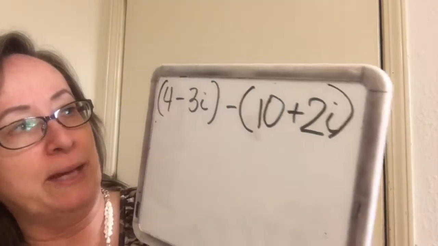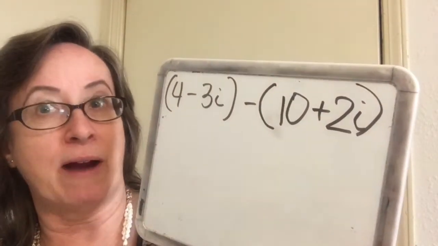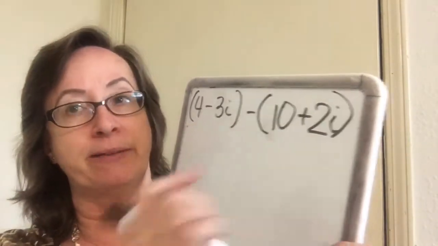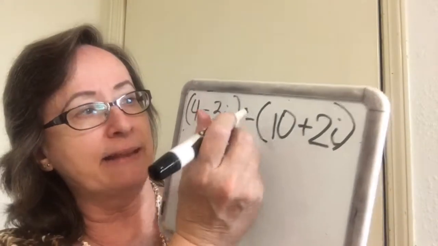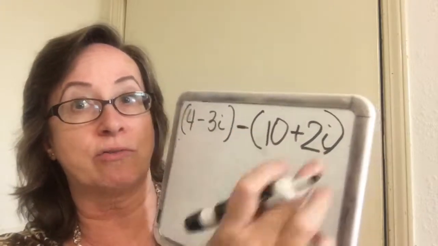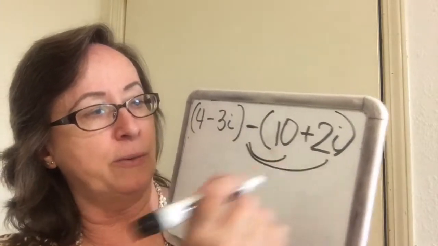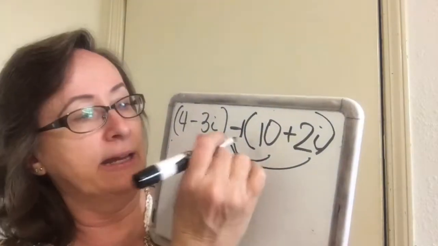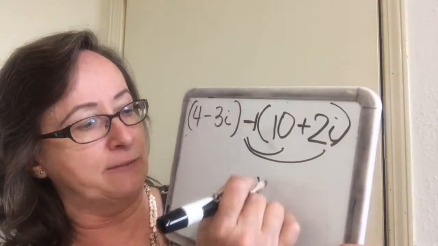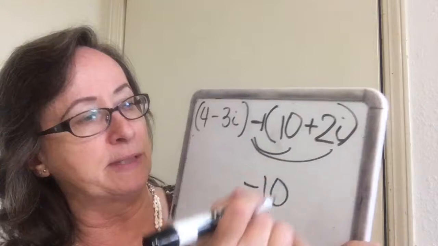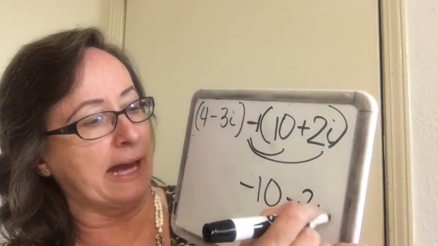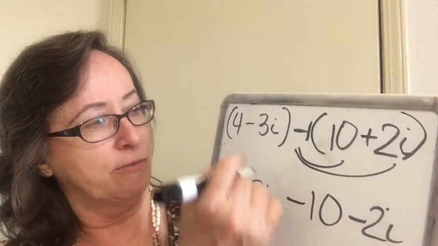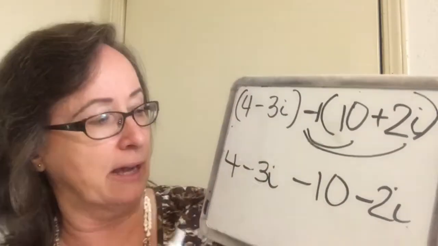So now we have subtraction. All right, now anytime we're subtracting and we have parentheses, we should take that minus sign and distribute it through to each one. In fact, I can think of this as a -1. A -1 times 10 is a -10. A -1 times a 2i is a -2i. And then there is no reason for this parenthesis to be there at all.